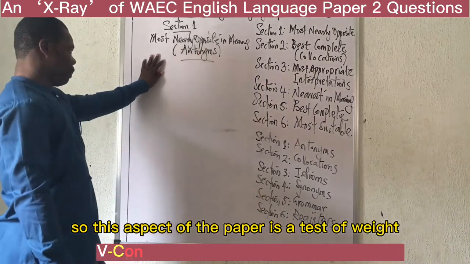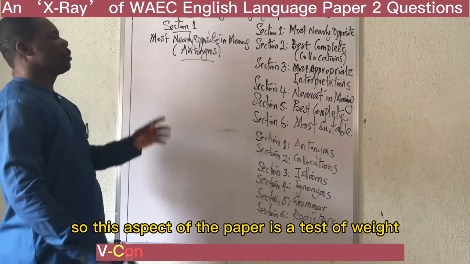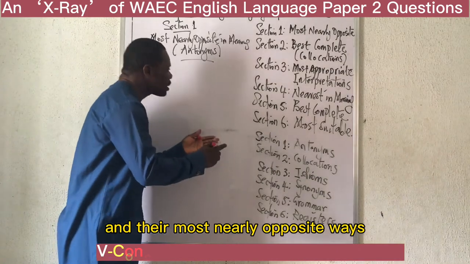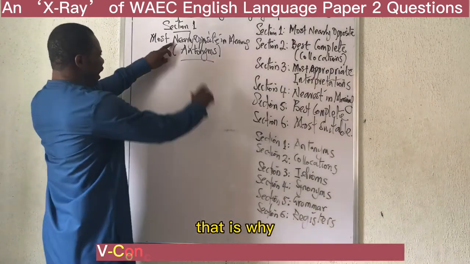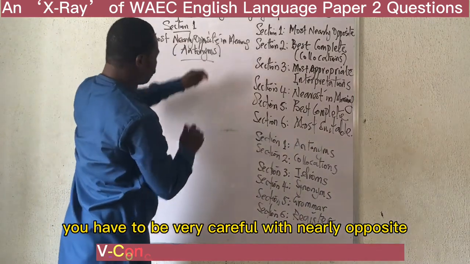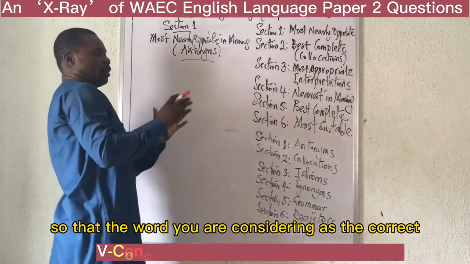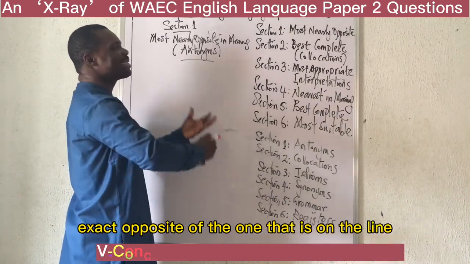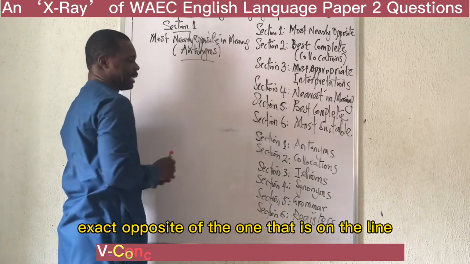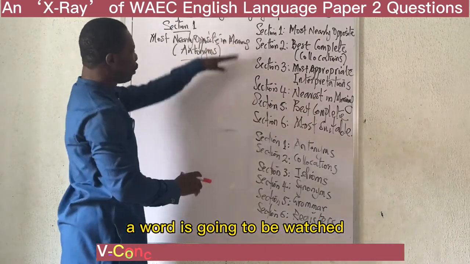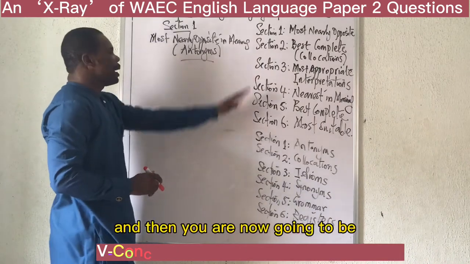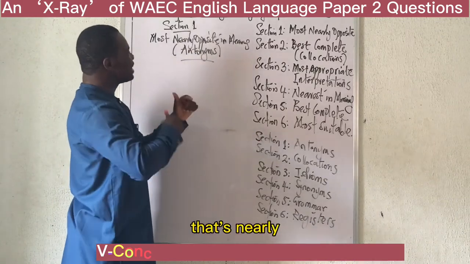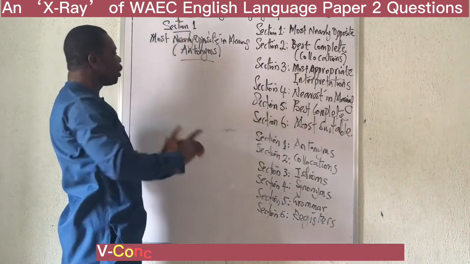So this aspect of the paper is a test of words and their most nearly opposite words. That is why you have to be very careful with nearly opposite, so that the word you are going to be considering as the correct option may not be the exact opposite of the one that is underlined. A word is going to be underlined in the context. And then you are now going to be asked to pick an option that is nearly opposite to the one that is underlined. So it may not be the exact opposite word.